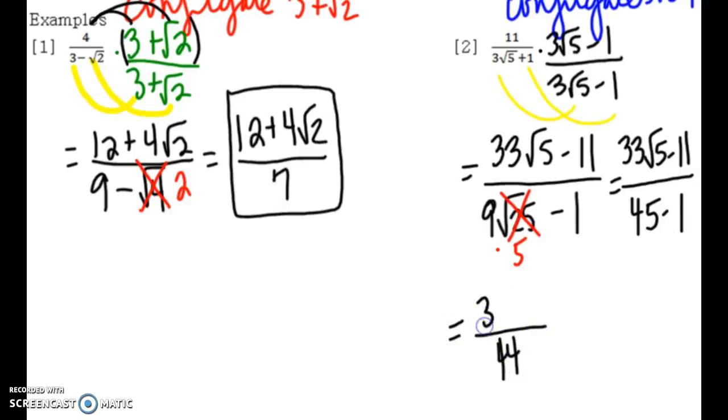Okay? And the last thing would be to simplify. And since all the coefficients can be divisible by 11, I'm going to divide, and my final answer would be 3 square root of 5 minus 1 over 4.